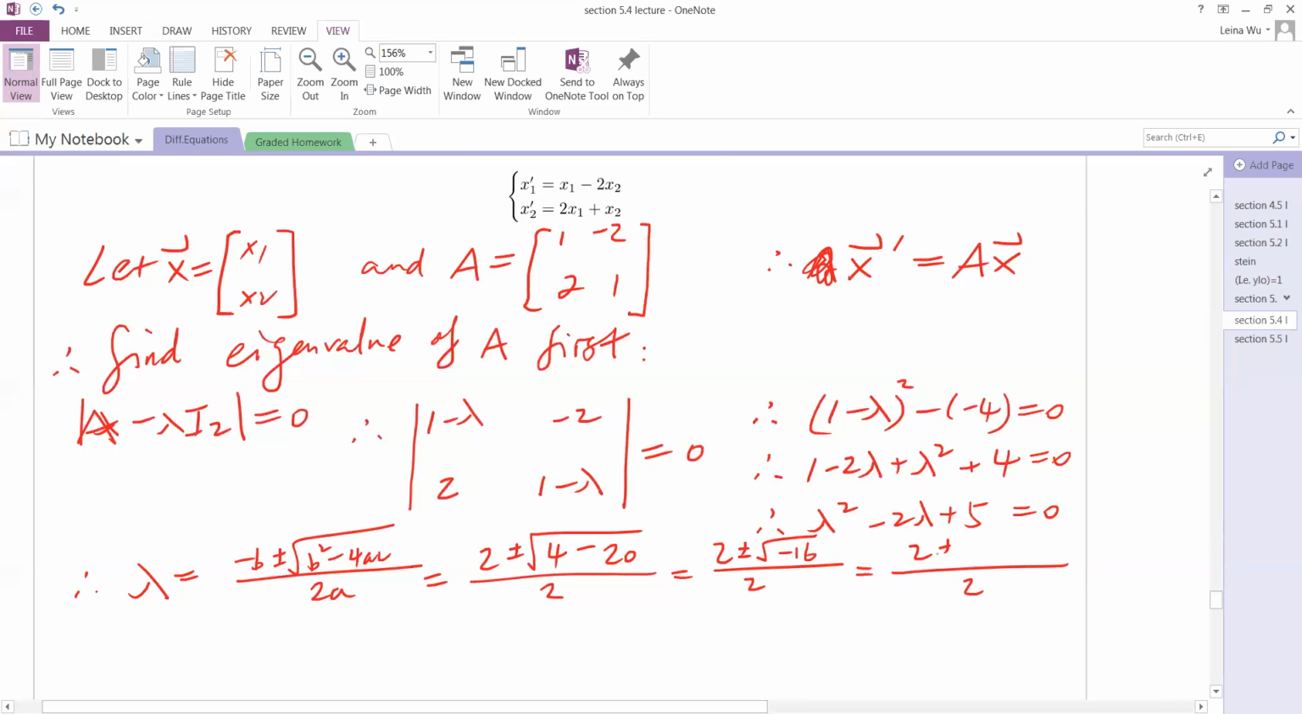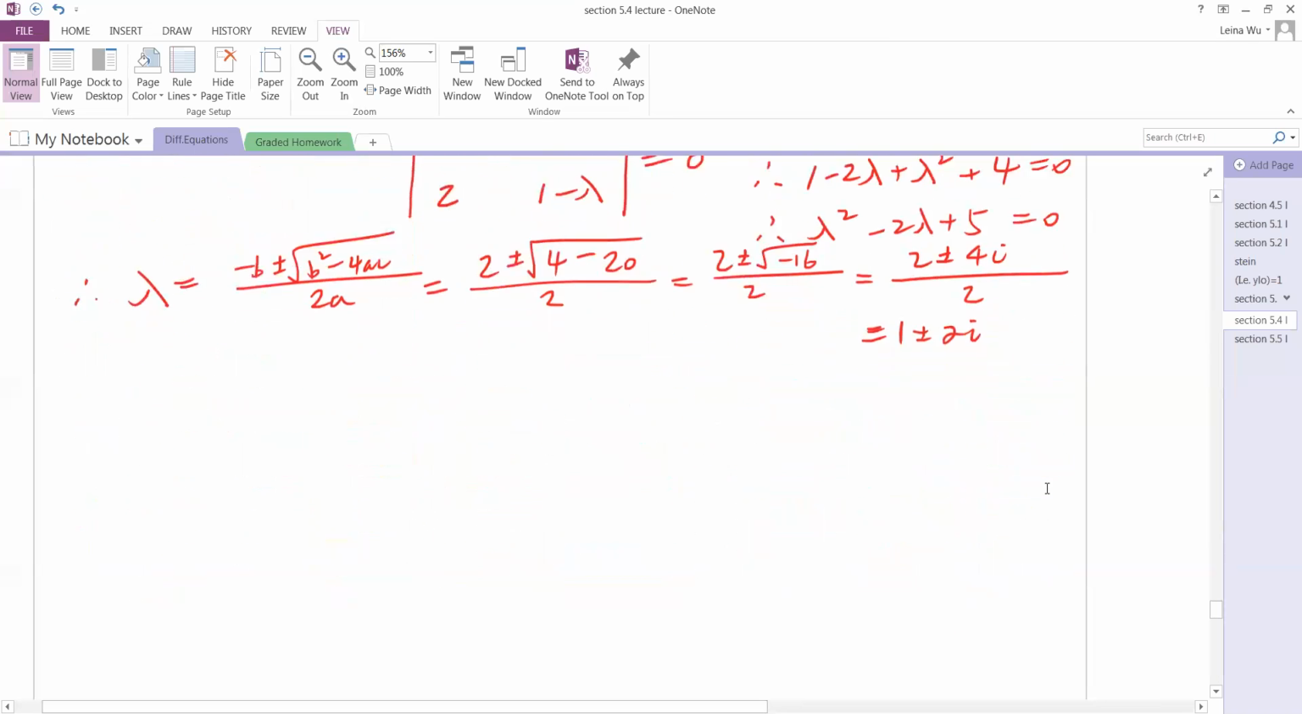So that's 2 plus minus, what is the root of negative 16, folks? Okay, therefore we just have 1 plus minus 2i, right? Which is a pair of conjugate roots. Okay, conjugate roots. So we have a conjugate pair of eigenvalues. So I can say lambda 1 equals 1 plus 2i. Lambda 2 is 1 minus 2i.